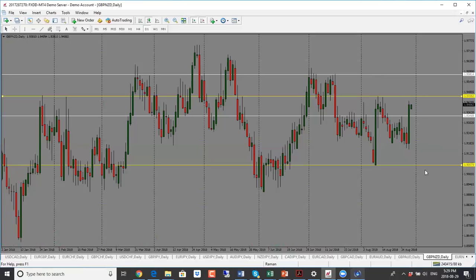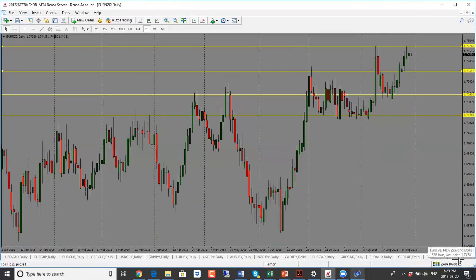And do keep in mind, we have New Zealand dollar news coming up as well that could have an impact on this. Bias is bullish though.